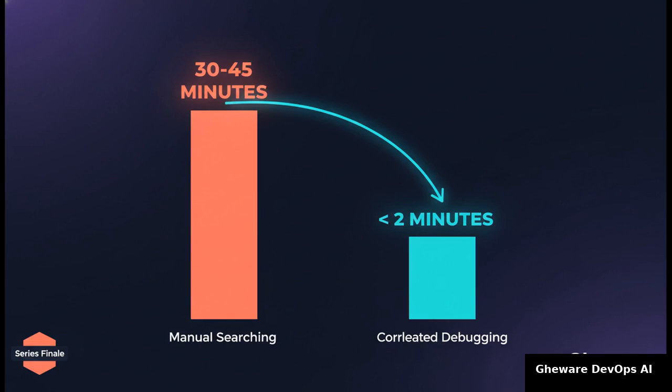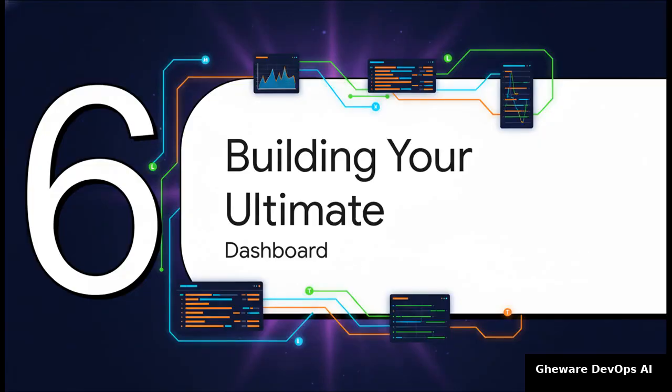This isn't just about saving time. It's a massive reduction in your mean time to resolution, which means less downtime, less impact on your users, and way less stress for you and your team. So, now that you have this new superpower, how do you build a command center that puts all this power right at your fingertips when an incident hits? Let's talk about building the ultimate correlated dashboard.